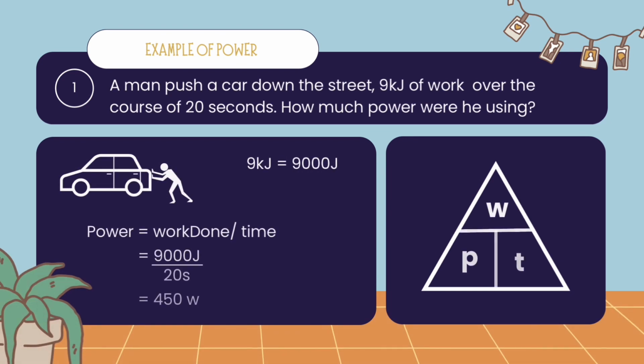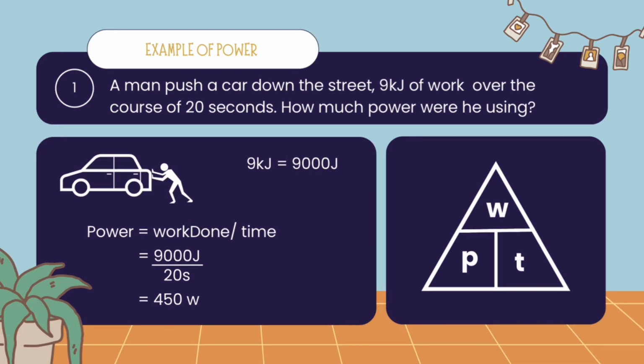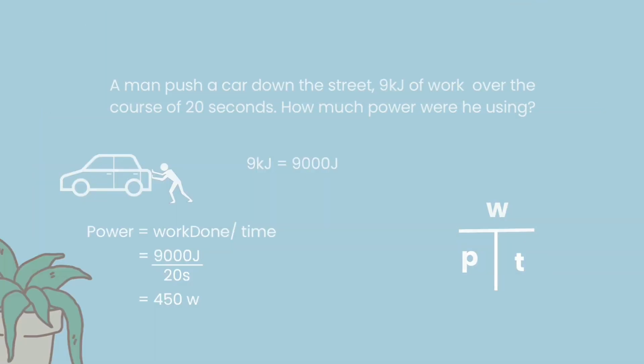To see how the equation works, let's do some examples. Imagine that to push a car down the street, you have to do 9 kilojoules of work over the course of 20 seconds. How much power are you using? Using the equation, we can see that all we have to do is divide the work done, which is 9 kilojoules or 9000 joules, by the time taken of 20 seconds. So the power would be 450 watts.